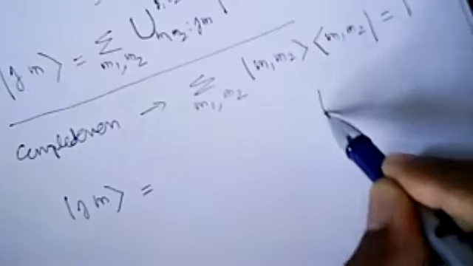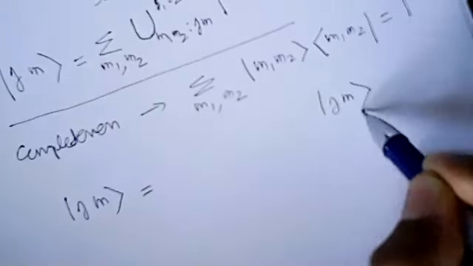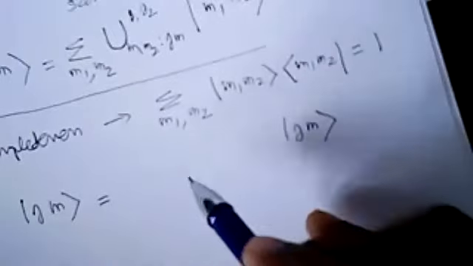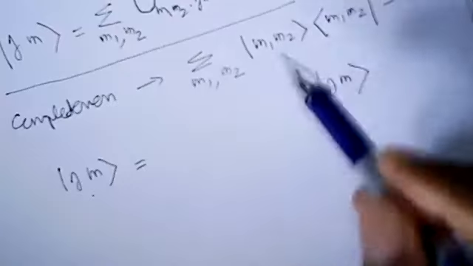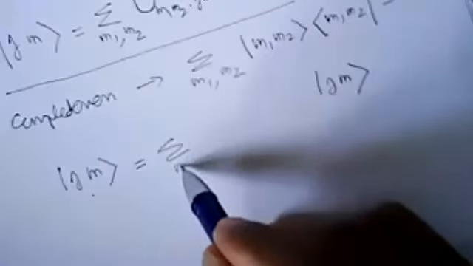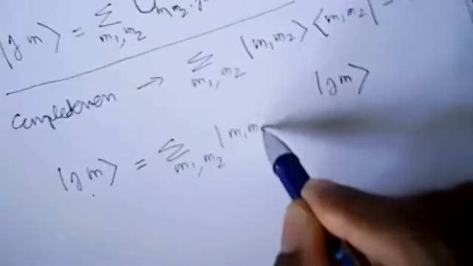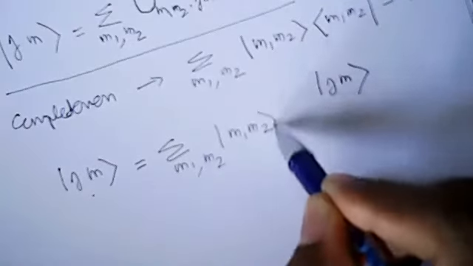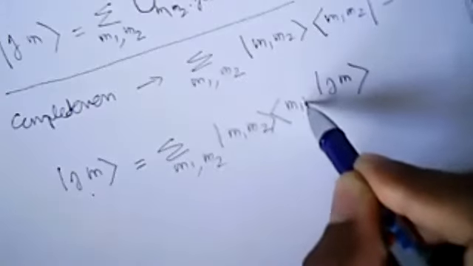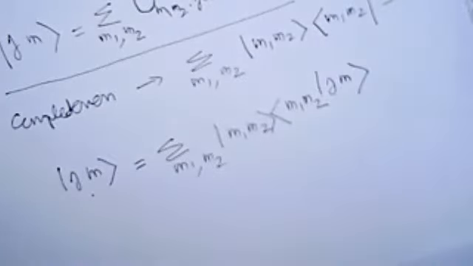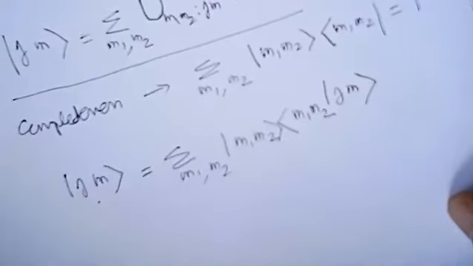So let us write ket Jm equal to ket Jm. Okay. Now you put this 1 here. So ket Jm is ket Jm. So you put this completeness, sum over M1, M2, ket M1, M2, then bra M1, M2.